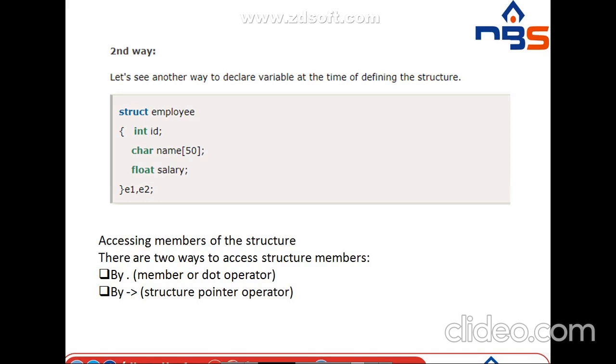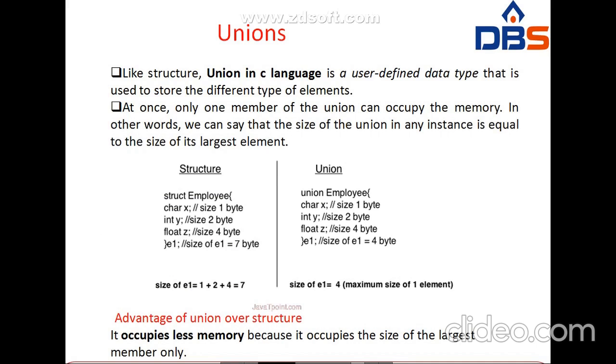Okay, if we have variables and we want to access the members of a structure, we are going to use two operators. Okay, that is the dot operator, or we can say the member operator, and the second one is the pointer operator, that is the arrow. By using these two operators only, we are going to access the members of a structure. Okay, then next we are going to talk about unions.